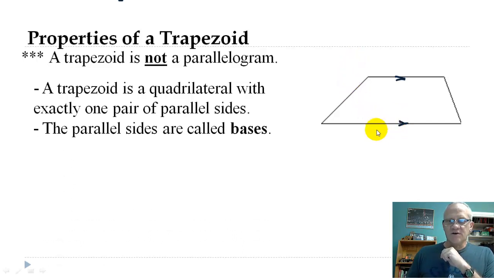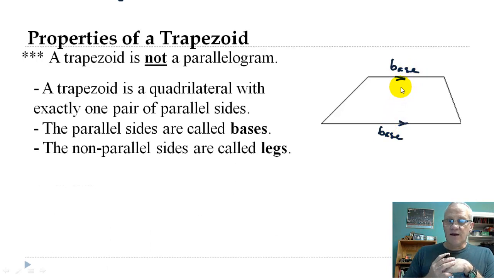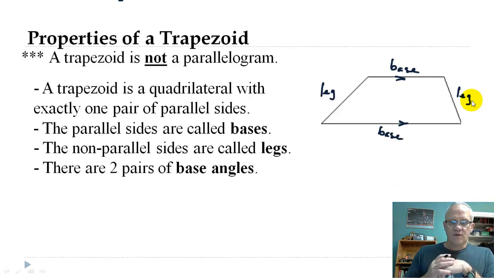The parallel sides are called bases. So this is a base, and this is a base. Remember back when we were talking about triangles, one-half base times height, we had one base. Well, now in a trapezoid, there are two bases, and the two bases are the two parallel sides. The non-parallel sides are called legs. So over here, this would be a leg, and this would be a leg.